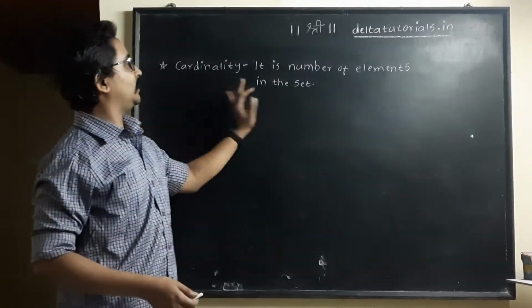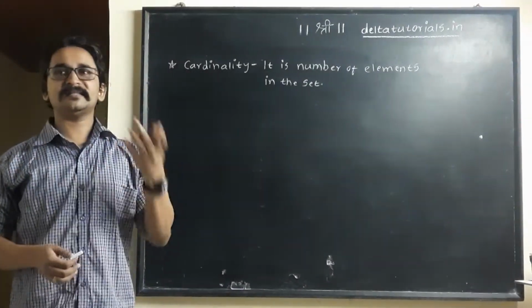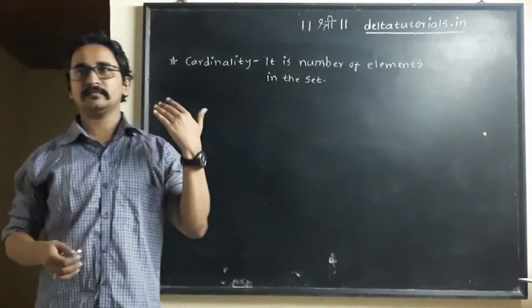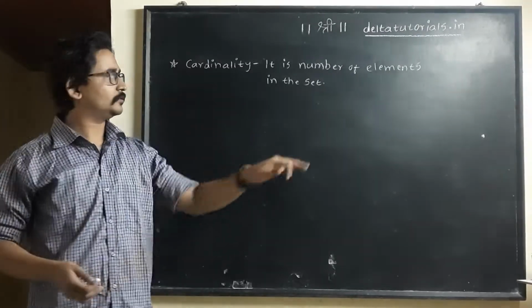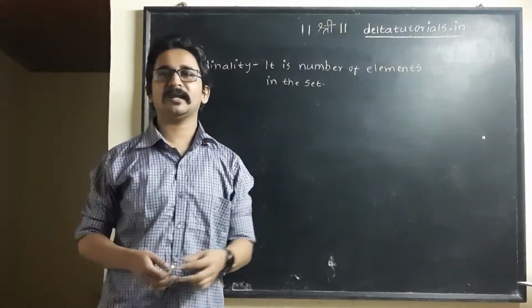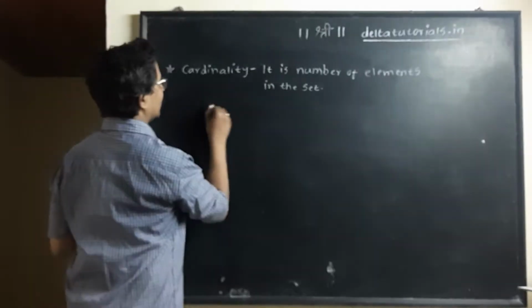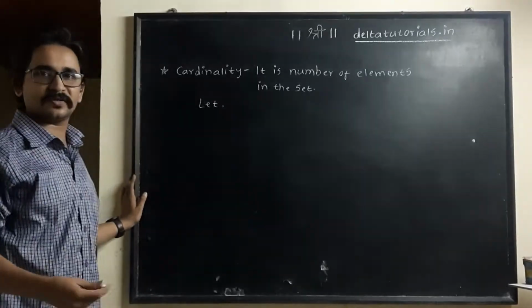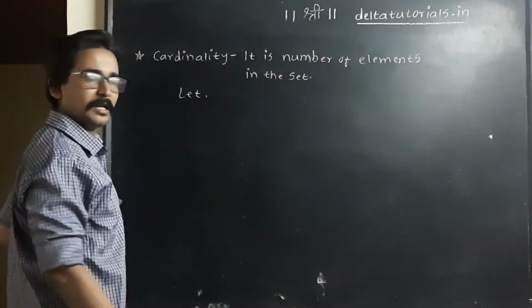See, cardinality is nothing but the number of elements present in a set. Now this is just a definition. If you speak this definition in front of the external examiner, he will ask you to explain this with respect to an example. So let us see one example also.